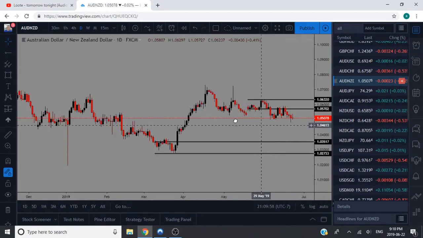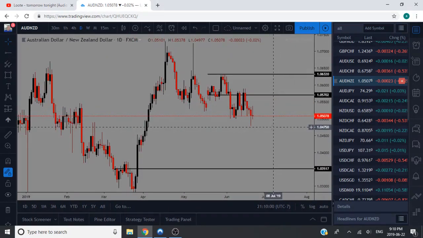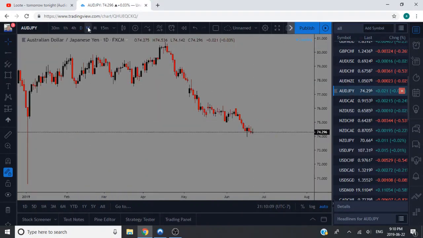Let's check it on the daily chart. Yeah, I don't see anything on the daily. I don't really like this demand. I don't like that supply. It's tested. I'm not interested in trading it at all this week.